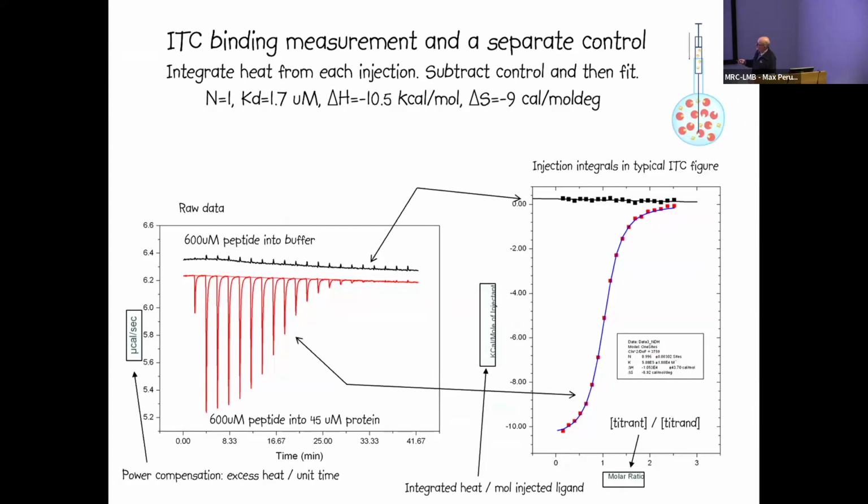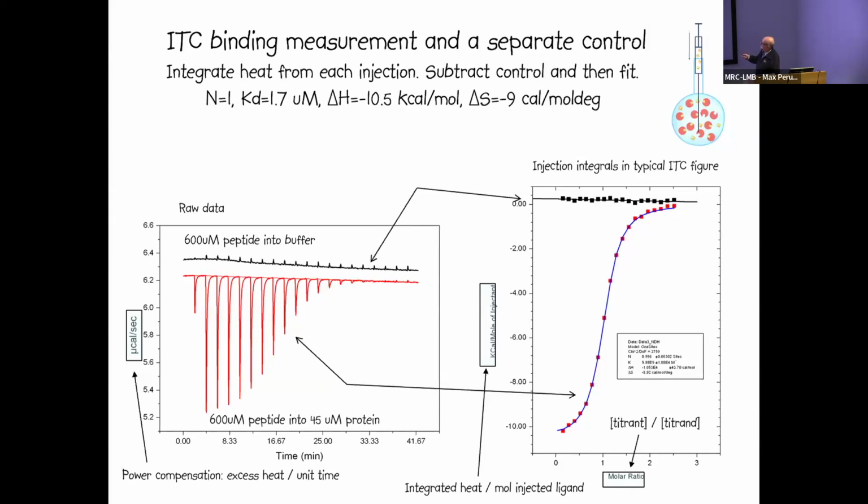And then here's the control measurement where we took just the peptide and injected that into buffer. So we can go through these data and integrate these individual peaks, and that gives us the amount of excess heat that occurred when we made these injections. And we can normalize that relative to the number of moles of material of the peptide that we injected with each injection. You end up with these curves here.